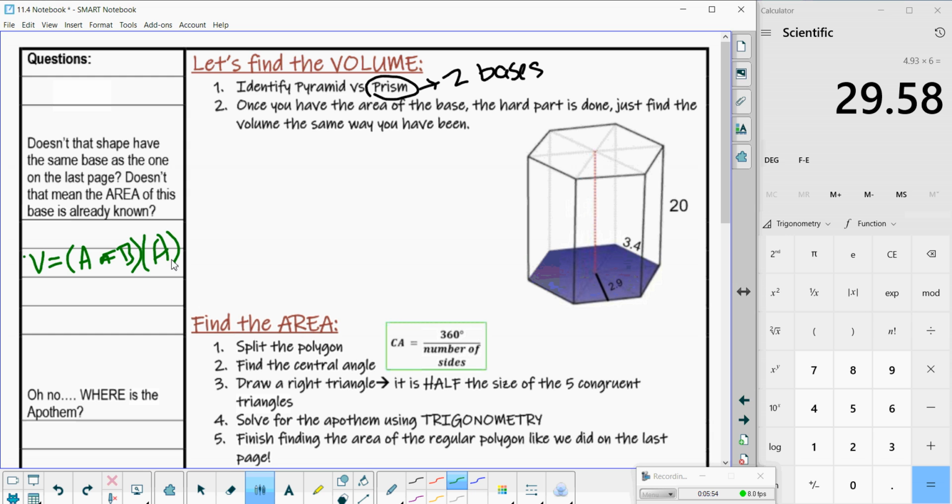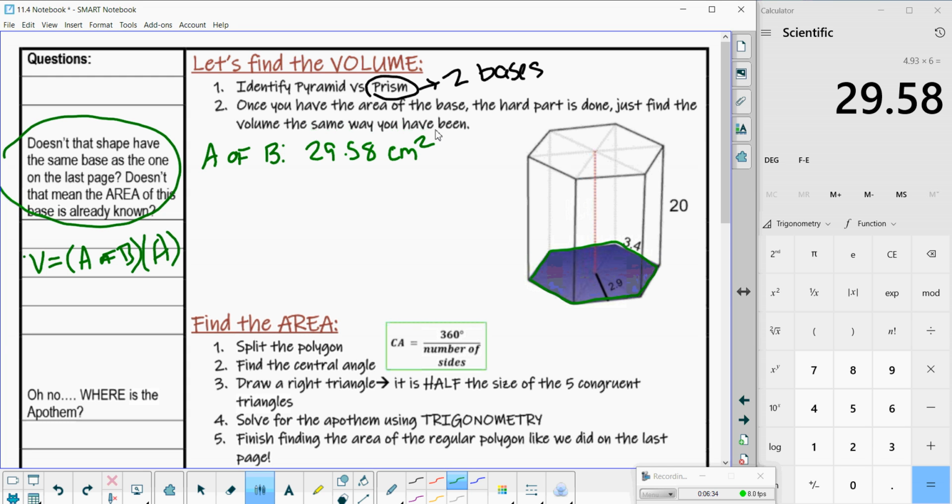And so we need to find the area of the base. So step: area of the base. I see it here. And you should notice that the base is the same as the last page. So we don't necessarily need to find the area. We already have it. And so let's go. We have it here in my calculator, 29.58. So it's 29.58 centimeters squared.